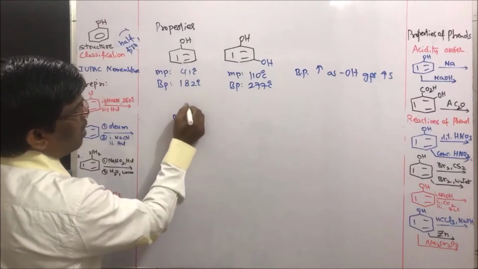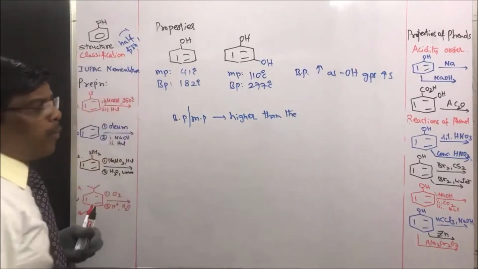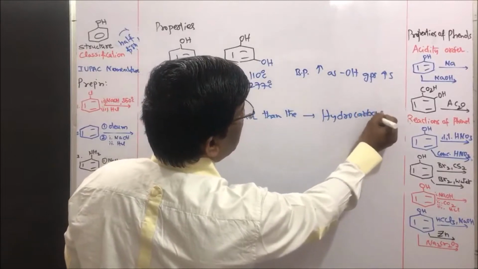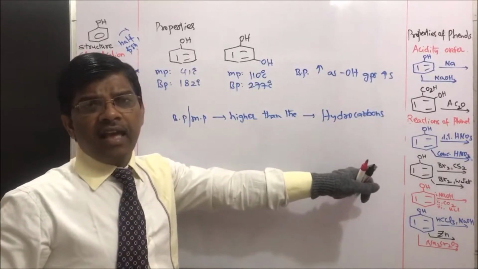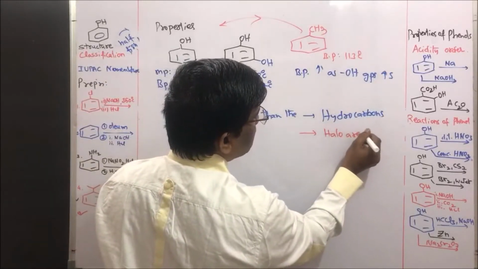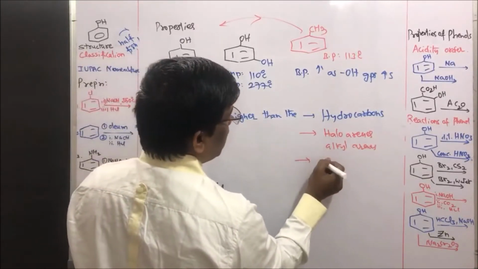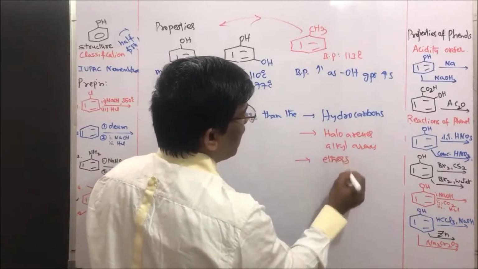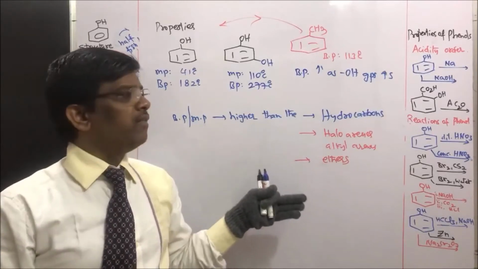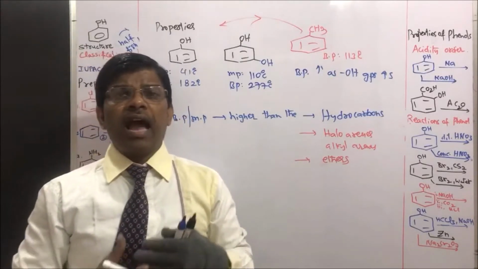The boiling points or melting points are higher than other compounds like hydrocarbons. What are the hydrocarbons we have learned? We have learned alkanes, alkynes and alkenes. At the same time, they are higher than halo-arenes and alkyl arenes. Not only this, the boiling points and melting points are higher than aryl ethers, aryl methyl ethers. Then why are the boiling points or melting points higher with respect to other compounds? It is because of the presence of intermolecular hydrogen bonding.